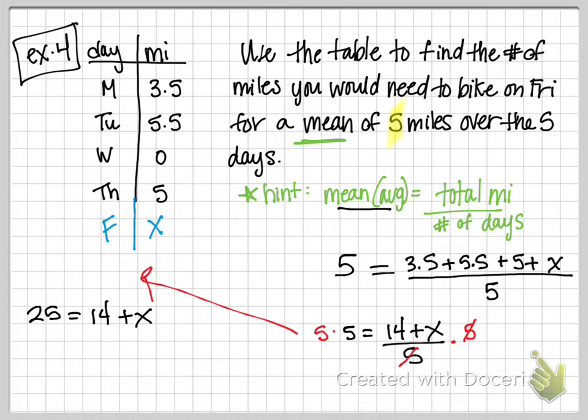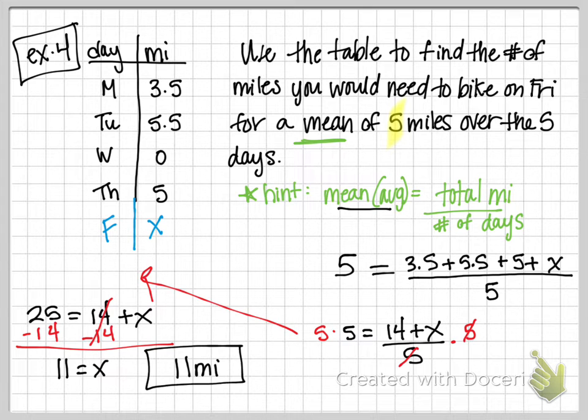So then to solve for X, what should we do? Subtract 14. Subtract 14 from both sides. Good. That's 11 equals X. But remember with the word problem, what is it specifically asking for? 11 what? Yes, 11 miles. You would have to ride 11 miles on Friday in order to get that average to be 5.